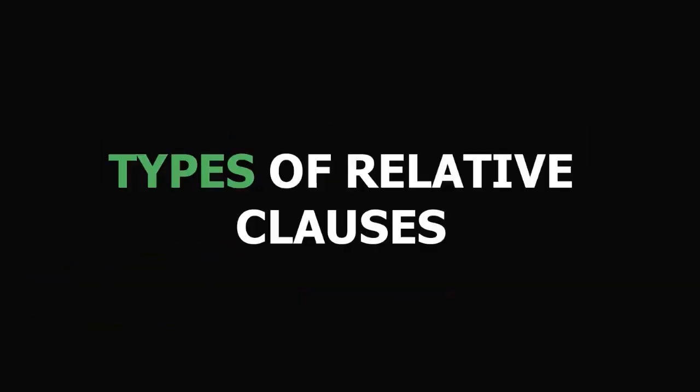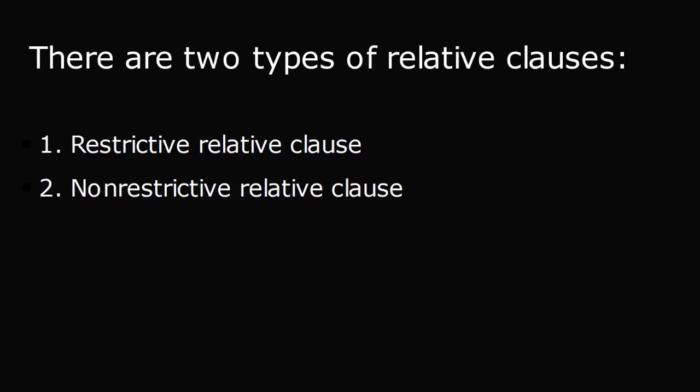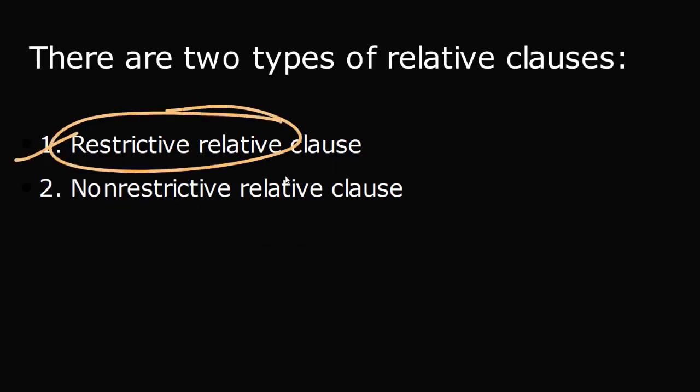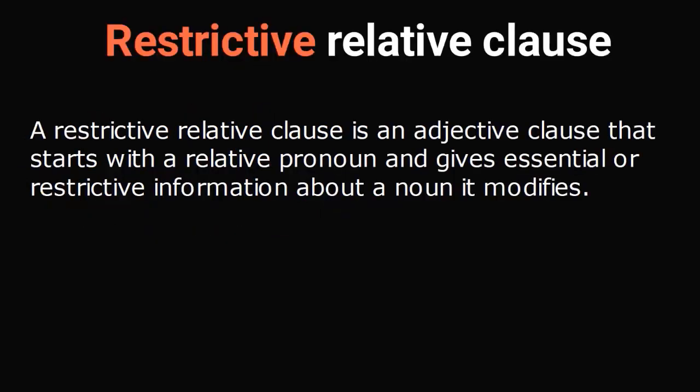Now, how many types of relative clauses do we have? We already know that we have two types of relative clauses. Number one, restrictive relative clauses, and number two, non-restrictive or non-essential relative clauses. Essential or restrictive relative clause, non-essential or non-restrictive relative clause. Let's talk about them one by one. Restrictive. We already know what a restrictive relative clause is.